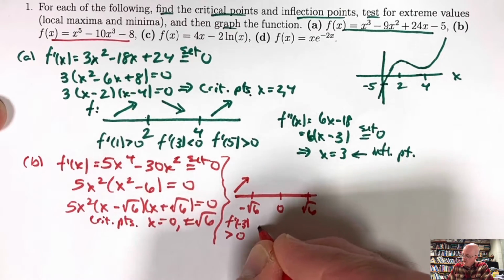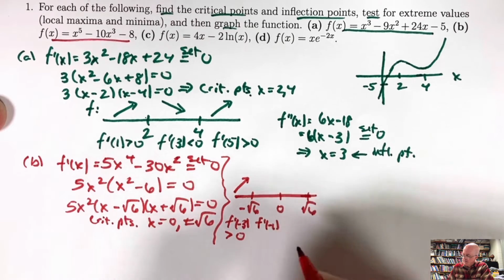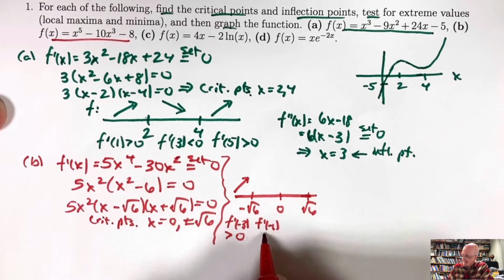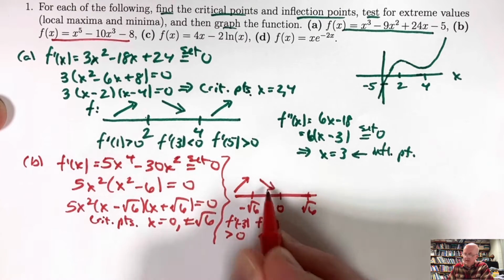Plug in a number in here like -1. You get a positive times a negative times a positive. This is negative, so f is decreasing.